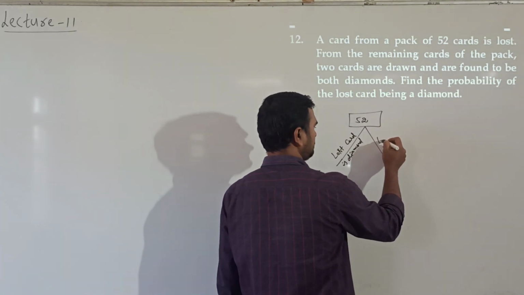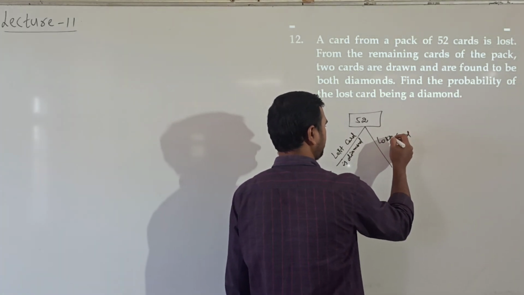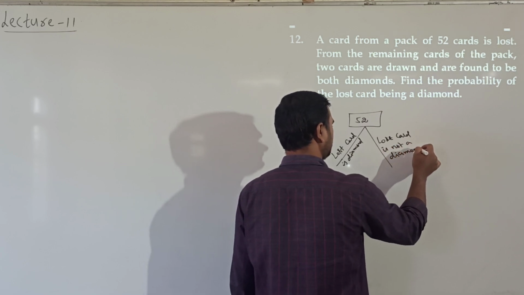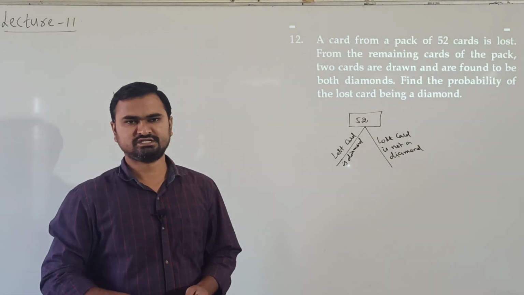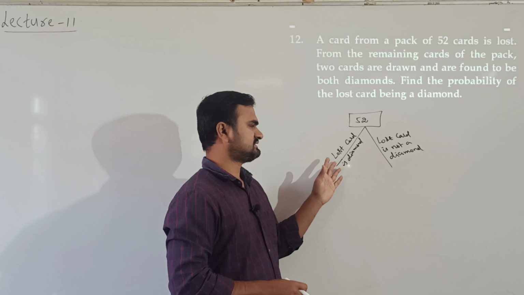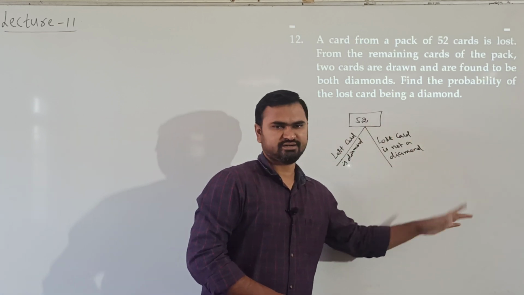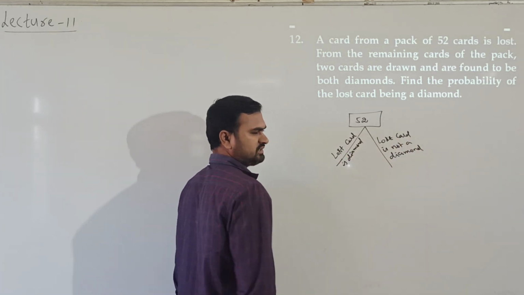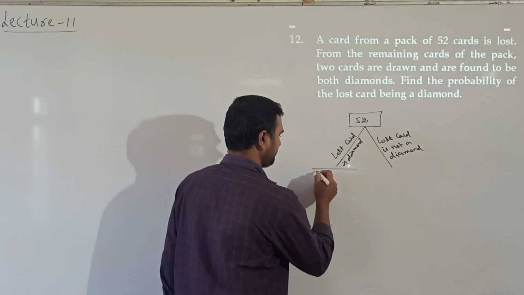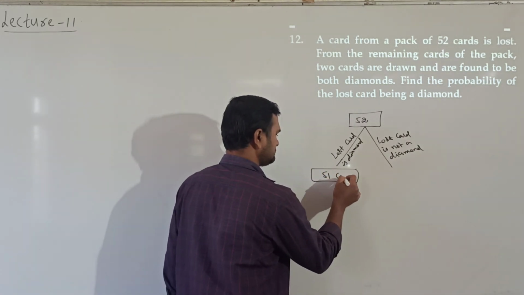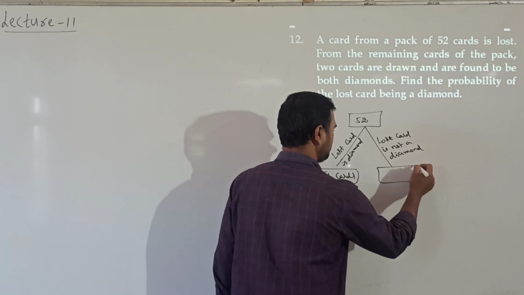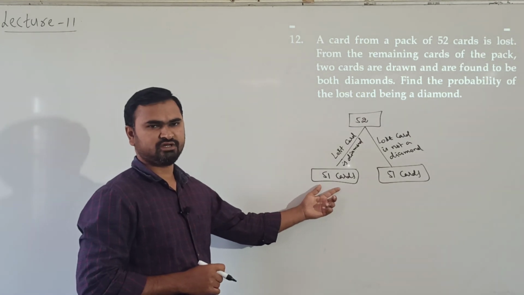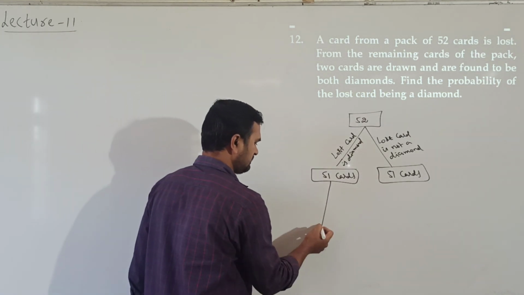This is one case, the last card is a diamond. Another case is the last card is not a diamond. So these are the two cases you have to consider first. The last card may be a diamond card or it may not be, whether a diamond card is lost or a non-diamond card is lost. Now what are we doing? From the remaining 51 cards, we are drawing two cards at a time. Now two cards are drawn.